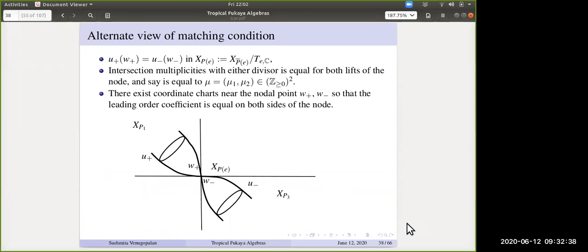So there is another way of looking at the matching condition, which has been adopted by Yonel. There, we say that there are 3 different conditions. The first is that when you quotient by the full torus, not just the one-dimensional torus, and map it, in this case, just to this point object, then the evaluation is the same on both sides. And the intersection multiplicities with both the divisors are the same on both sides. And then there is a third condition which says that you do a Taylor expansion, and the leading order terms have the same coefficient on both sides.